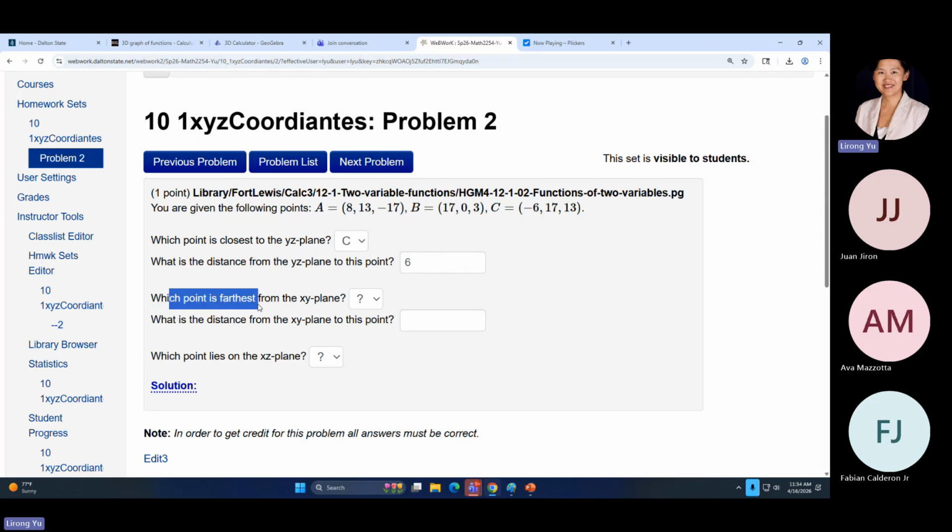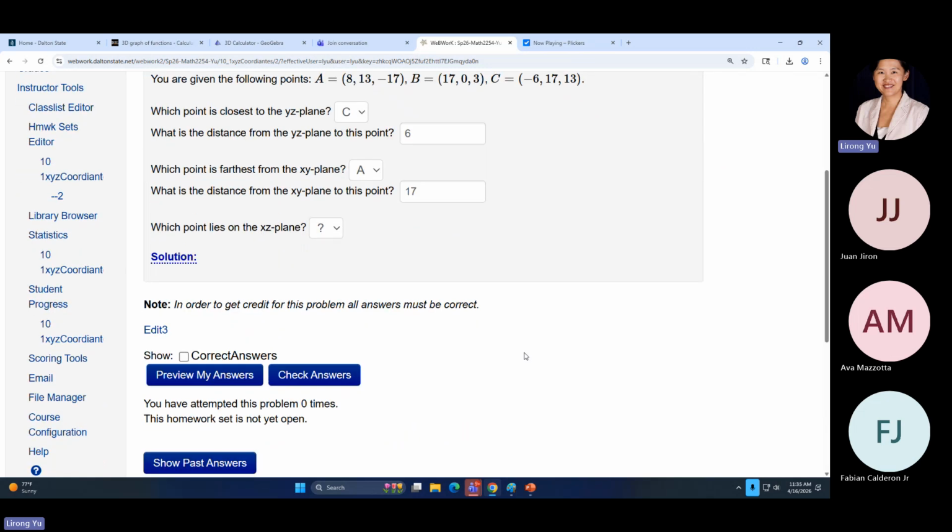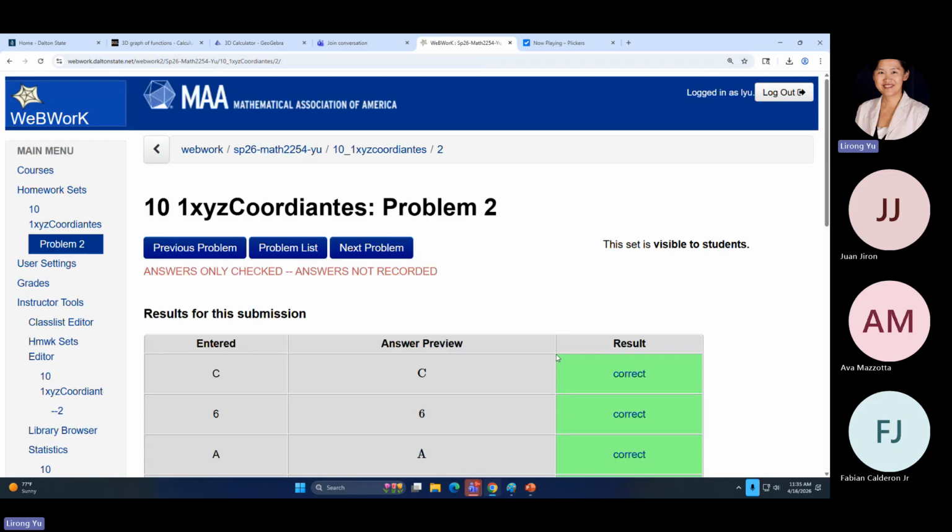So let's try the second question. Which one is the furthest from the xy plane? If we want to find how far any point is from the xy plane, which coordinate are we focused on? The z. Okay, so we're asking which z is biggest. So we answer A, and the distance is 17. Remember the distance can only be positive, so we take the absolute value of it. And that should be the first two.